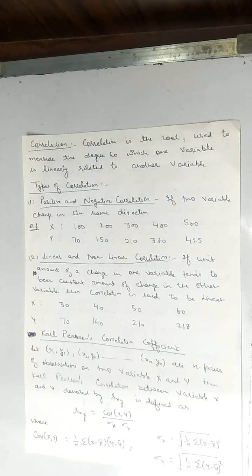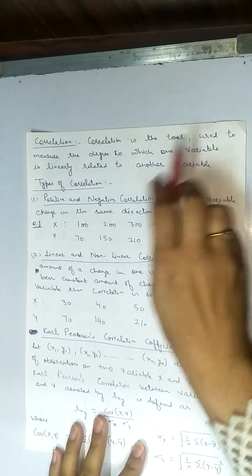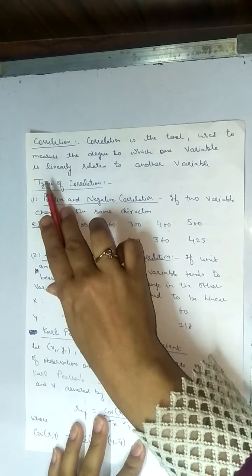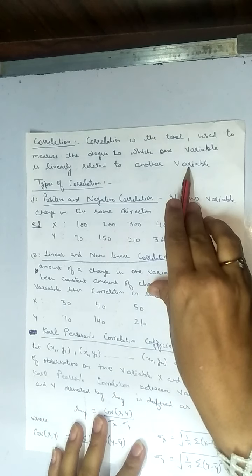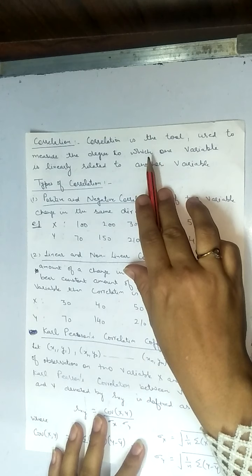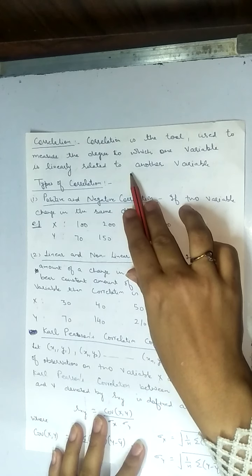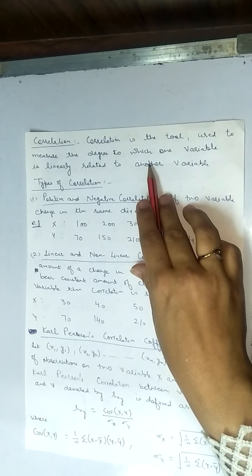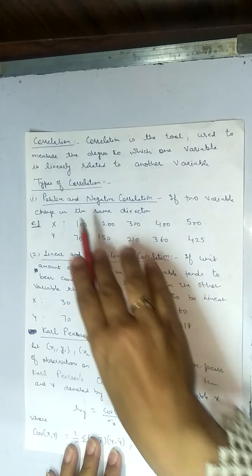Today we are going to discuss correlation. Correlation is the tool used to measure the degree to which one variable is linearly related to another variable. That means in correlation, two variables are given and we find the relationship between the two variables. So correlation is the relationship between the first and second variable.